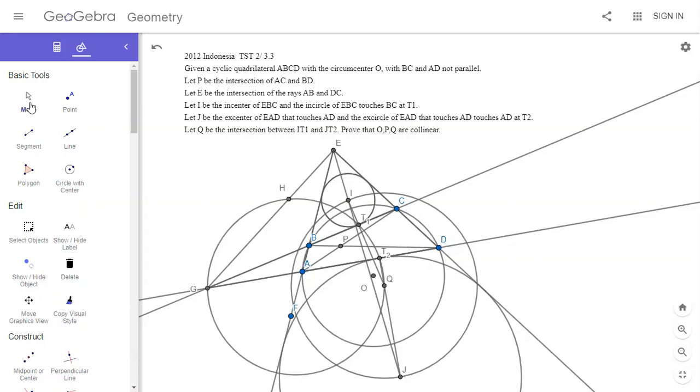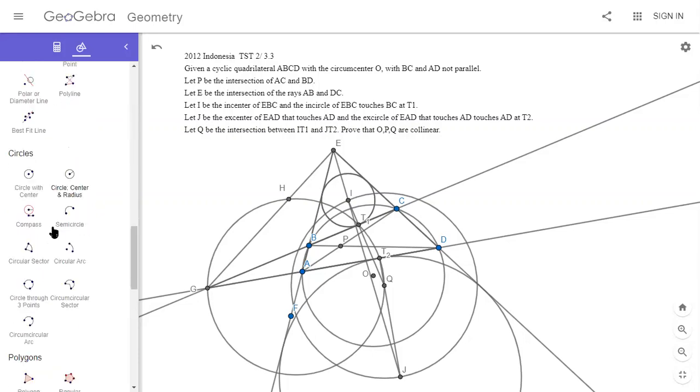Basically, we have O and Q as the centers of two circles. So Q is the center of a circle through I and J, right? So we want to show that the line between the centers of two circles is always perpendicular to their radical axis. Maybe we want to show, is EG the radical axis of those two circles? How do you figure out, let's see. I guess one way I could figure it out.